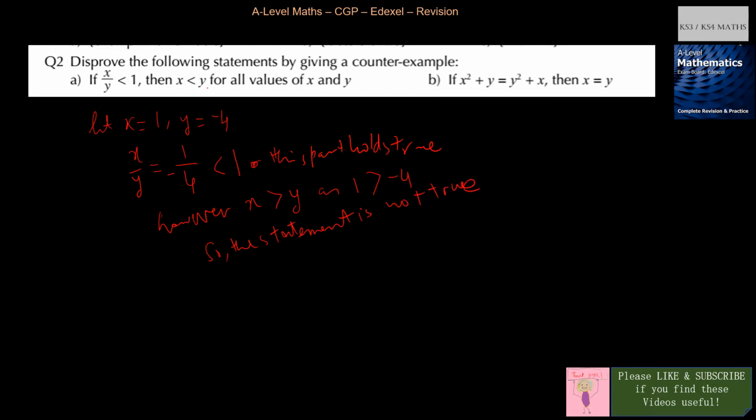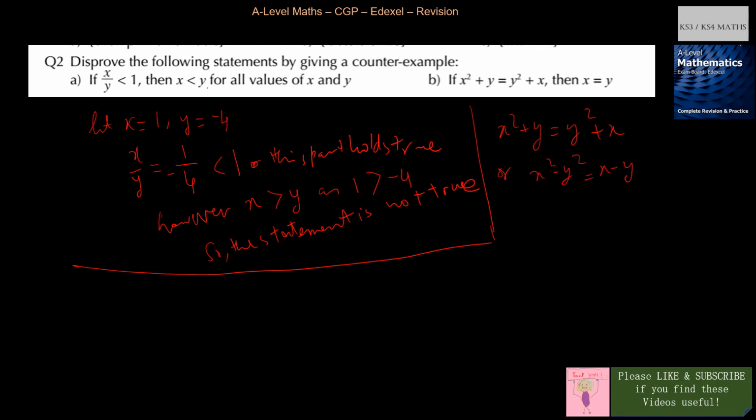Okay, so that's done. The next one is: if x squared plus y equals y squared plus x, then x equals y. We can derive it from the statement itself. x squared plus y equals y squared plus x. We can rearrange this by changing the sides and write x squared minus y squared is x minus y, or (x plus y)(x minus y) equals x minus y, or x equals minus y.